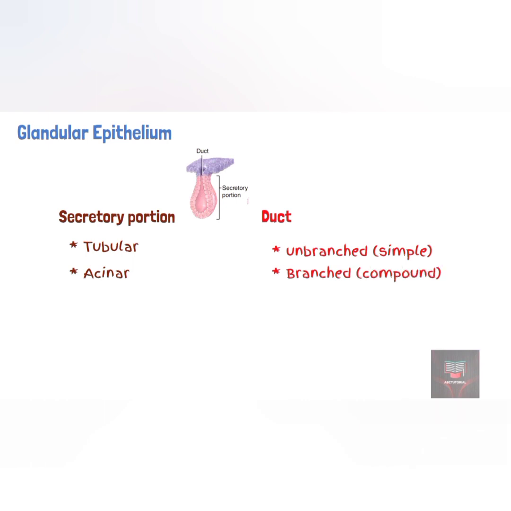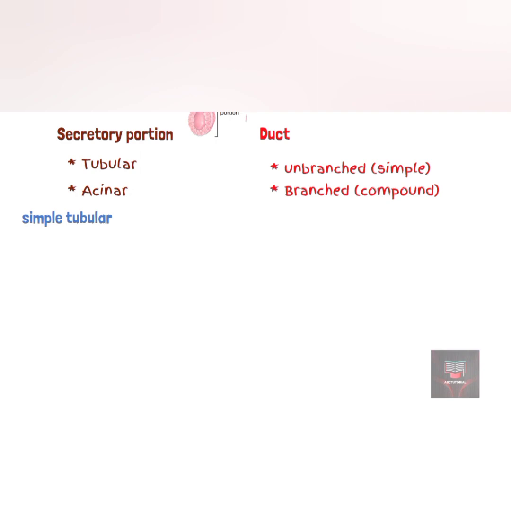Thus, a glandular epithelium is simple tubular when the secretory portion is tubular and is attached to a single unbranched duct. Examples are the sweat glands and gastric glands. It could be simple acinar when the secretory portion is rounded, or acinar, while connected to an unbranched duct. An example is the sebaceous gland.